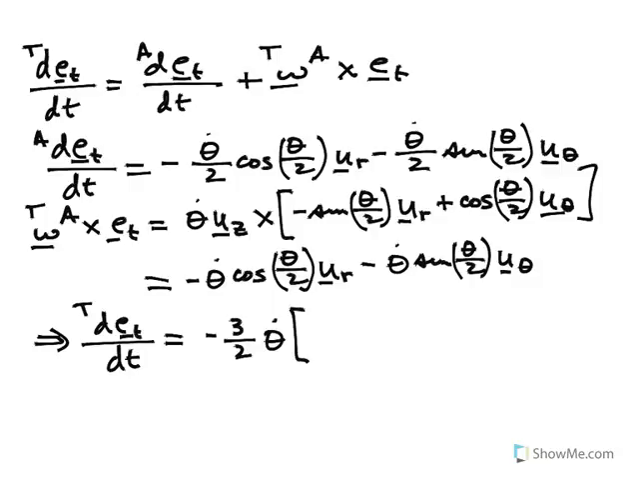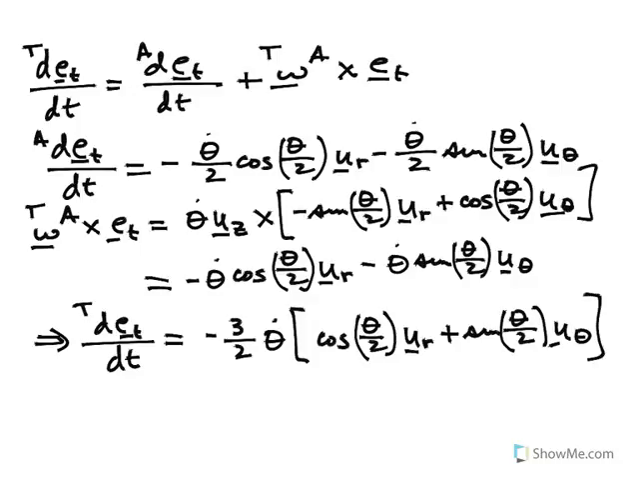And then if you look, I can factor out a whole bunch of stuff here. I get cosine of theta over 2 times ur, plus the sine of theta over 2 times u sub theta. And you can see that what I'm adding, negative theta dot over 2 minus theta dot, gives me negative 3 halves theta dot, and that's true for both terms, which is why I get that. So now, the magnitude of the vector in the parentheses is just 1, and with the negative sign, its magnitude is 1, this gives me 3 halves theta dot.